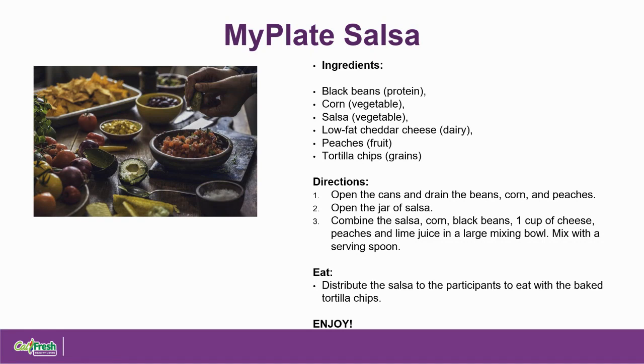We could open up the jar of salsa, combine the salsa, corn, black beans, 1 cup of cheese, peaches, and lime juice in a large mixing bowl. Mix with a serving spoon. And then we eat it with tortilla chips.